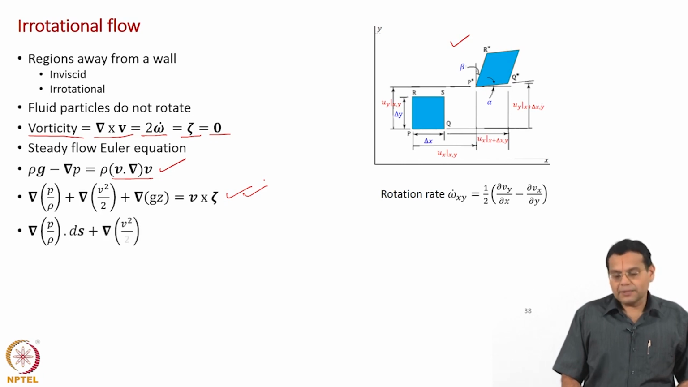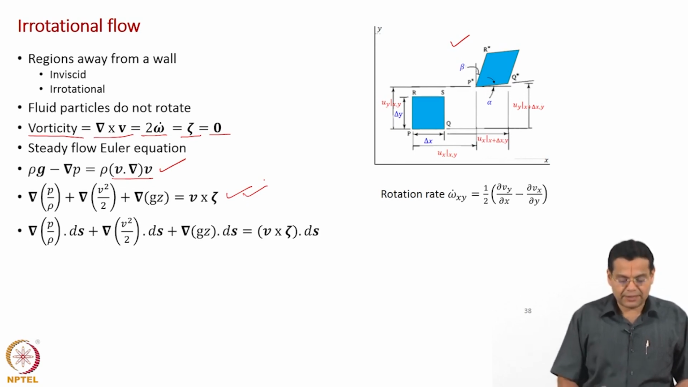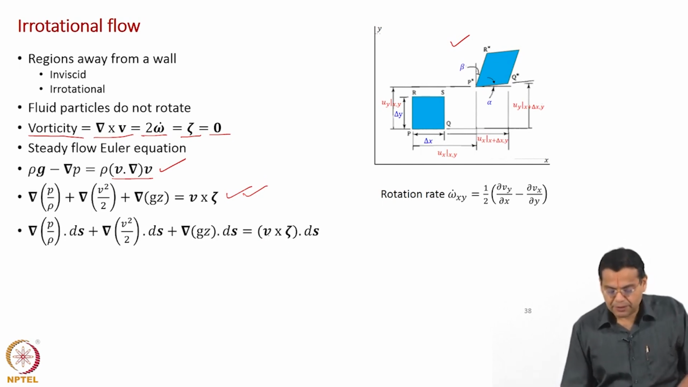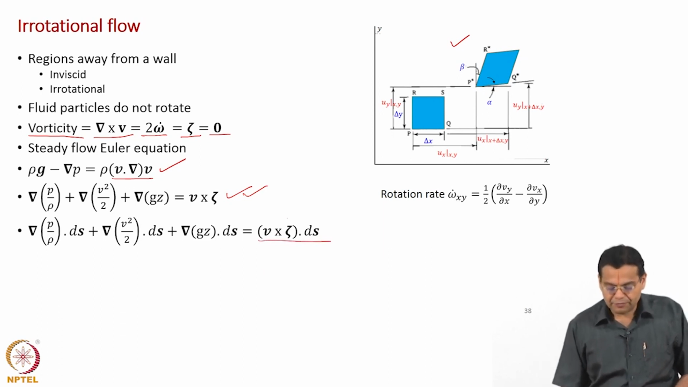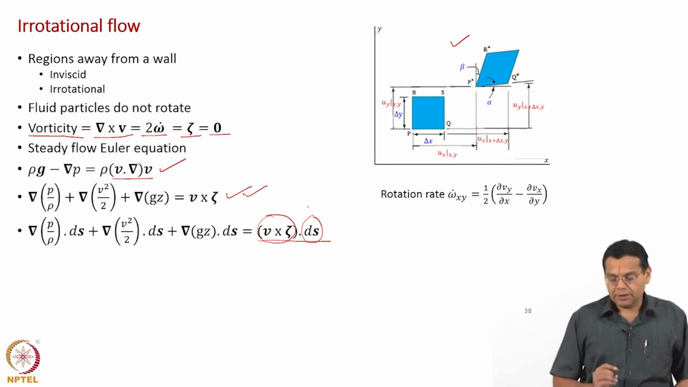Now, what we did next was we took a small differential length along the streamline and took a dot product of the right hand side and the left hand side with that differential vector ds vector. Why did we do that? Our idea was to make the right hand side 0, because the vector v cross vorticity and the ds vector are perpendicular to each other, so that the right hand side is 0.